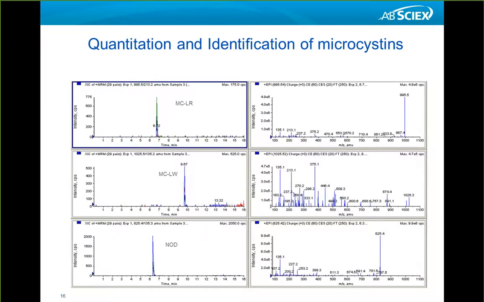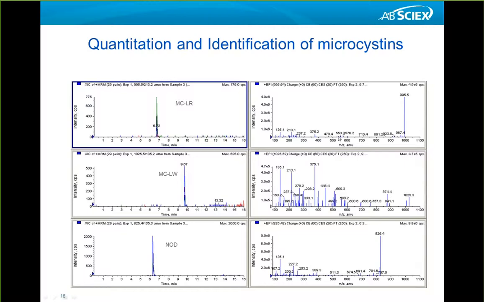So we have done a very similar method, a kind of MRM-triggered EPI method with information-dependent acquisition on the QTRAP system. Here on the left side, the microcystin LR, LW, and the brackish water toxin nodularin. I would like to inform you that the LR, for example, indicates the amino acids that we have used, here leucine and arginine. So the amino acids reflect the name of the compounds.